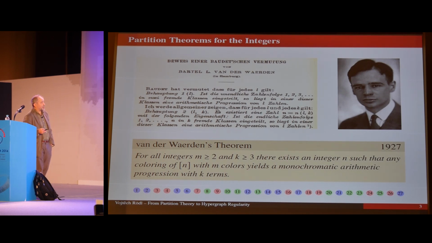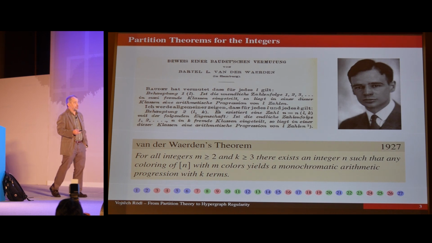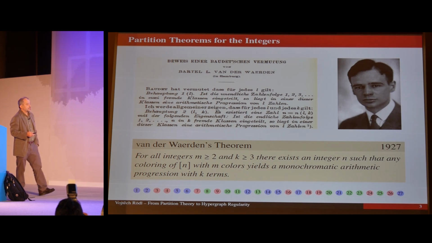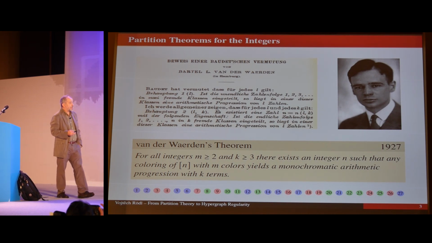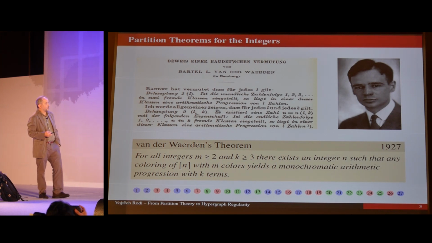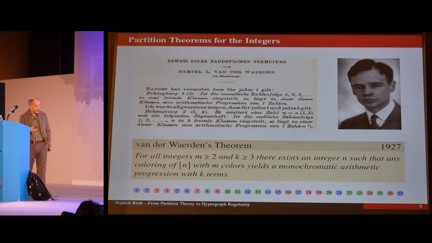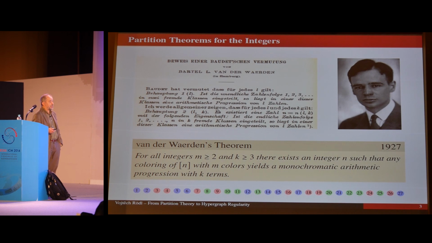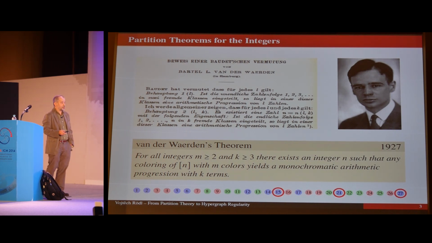Here is a finite version of that answer. For all m and k, m being again the number of colors and k the length of the desired arithmetic progression, there exists an integer n such that any coloring of the integers between 1 and n with m colors yields a monochromatic arithmetic progression with k terms. Here we see again an example for k equal to m equal to 3. Then 27 is really the minimum number. Here is one of those 3-colorings, and here is an arithmetic progression in one color class of length 3.